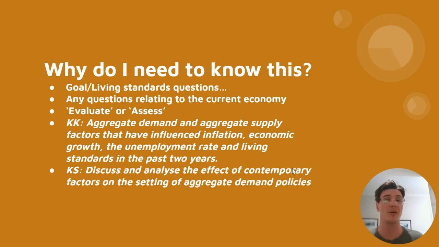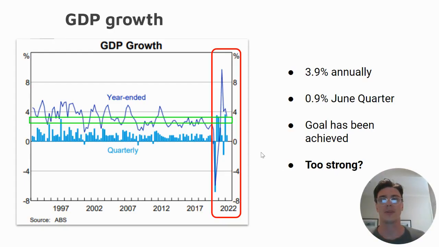So what is Big Phil Lowe at the RBA? What are they actually looking at in terms of AD and AS factors when they're making their decision, or when they have made their decision over the past 6 months? And similarly, the Treasury or the Treasurer, what is he thinking when he's sitting down and constructing the budget? Okay. So let's get the goals first.